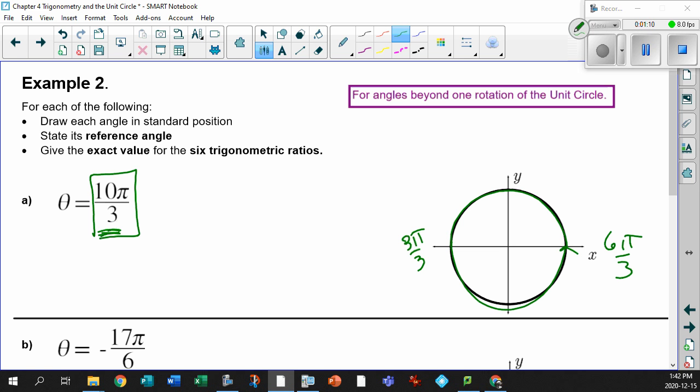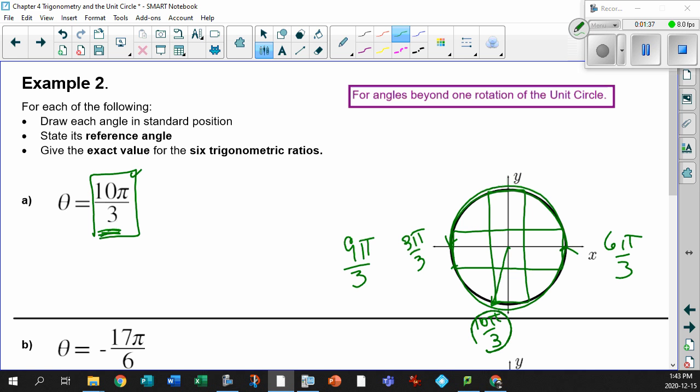That's 6 pi over 3. Over here, add another 3 pi over 3, so that would be 9 pi over 3. So that must tell me that 10 pi over 3 has got to be right here. There's 10 pi over 3. Now, why did I go here, not in this section? Because remember, those are all pi over 6s. Pi over 3s are these guys. Aha! There's our 10 pi over 3 right here.